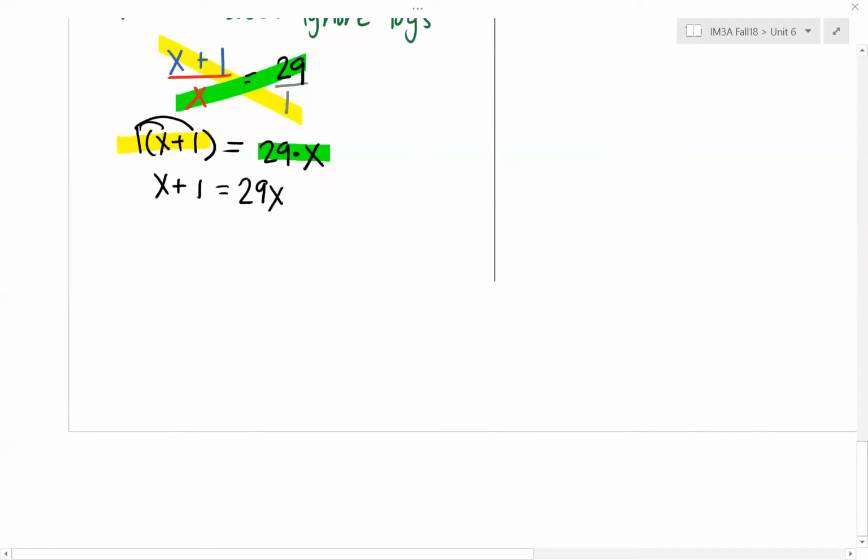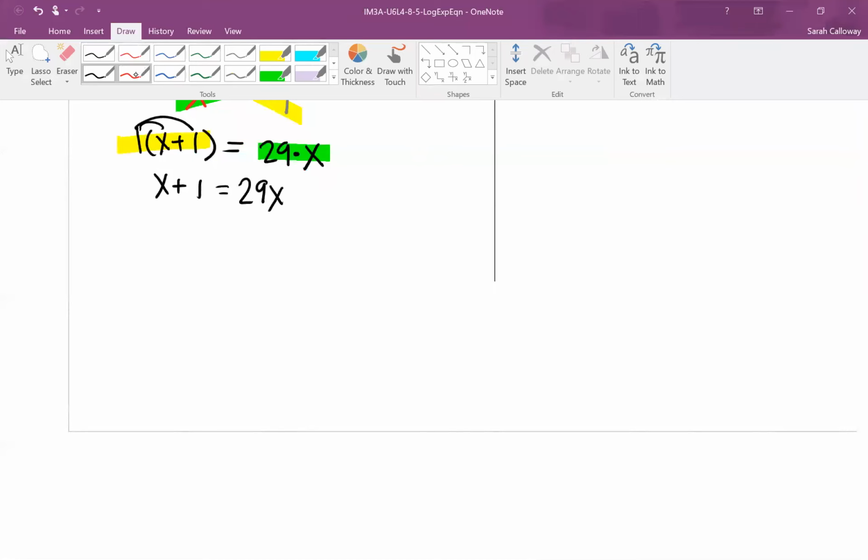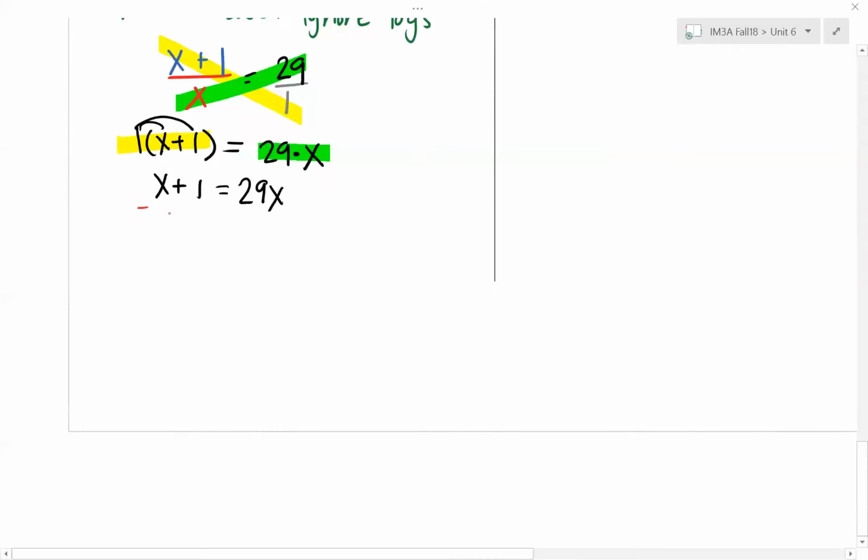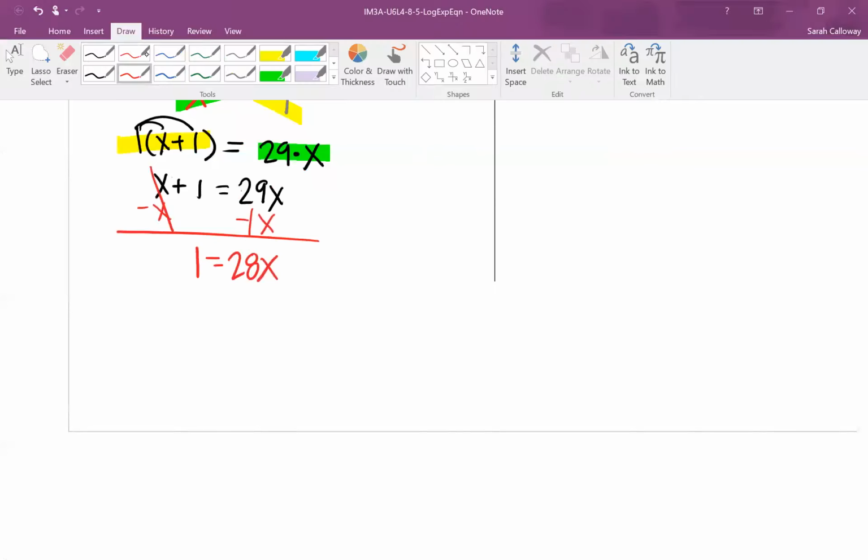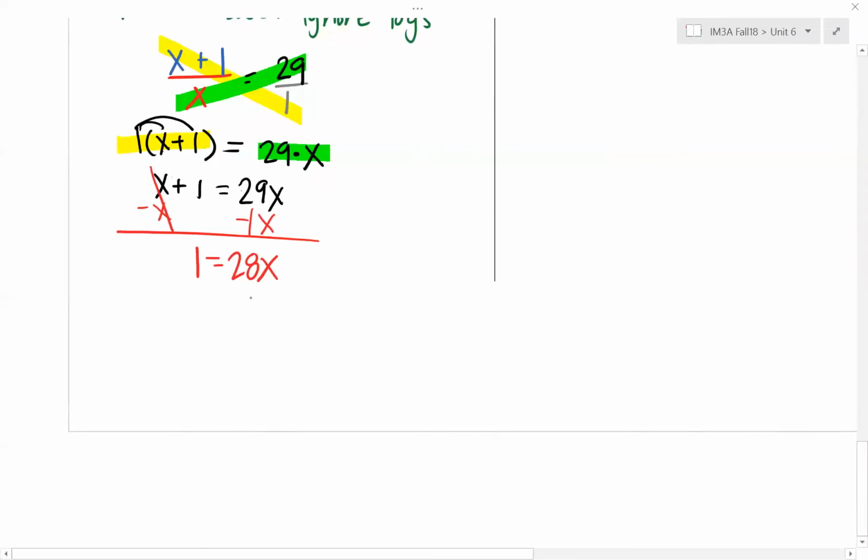I'm solving for x here, which means that I want all the x's on the same side. Since the 1 is already over here, I have to move this x over to be with the 29. If I take an x away from here, I'm left with 1. I have 29 x's and I'm taking 1 away, so I'm left with 28. So 1 equals 28x. To get x by itself, we divide both sides by 28. So x equals 1 over 28.